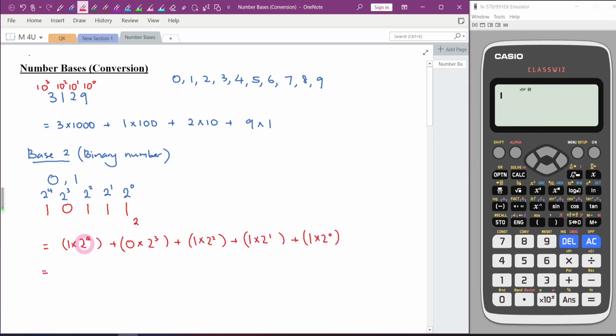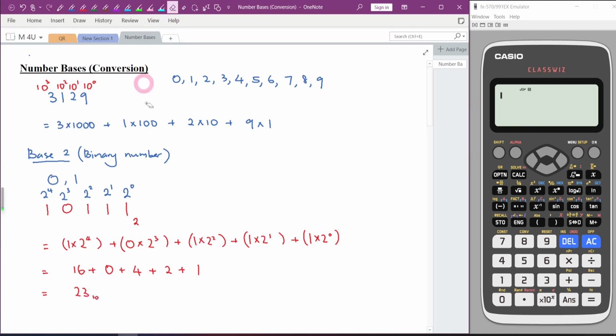So for this one you can just press your calculator. 2 power 4 is equal to 16, so 1 times 16 is 16. 0 times 2 power 3 is 0. 2 power 2 is equal to 4, so 1 times 4 gives you 4. 2 power 1 is equal to 2, so 1 times 2 you get 2. And the last one, be careful, 2 power 0 is equal to 1, so 1 times 1 gives you 1. So the answer will be 23 in base 10.